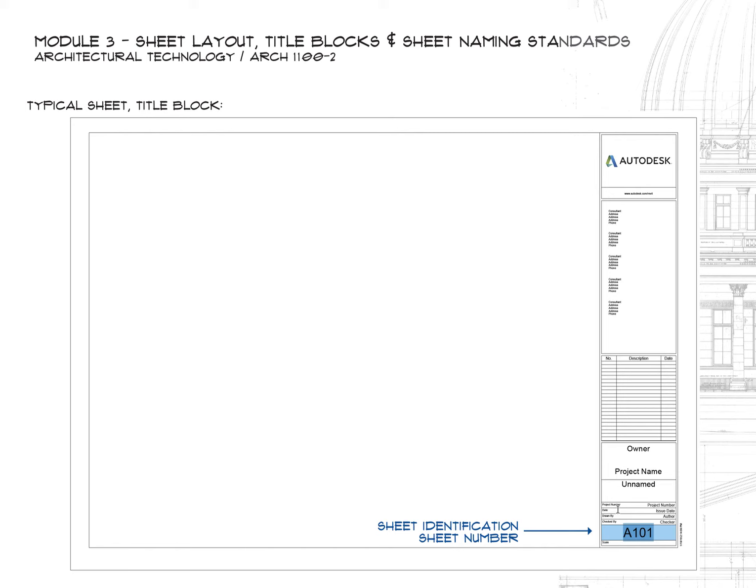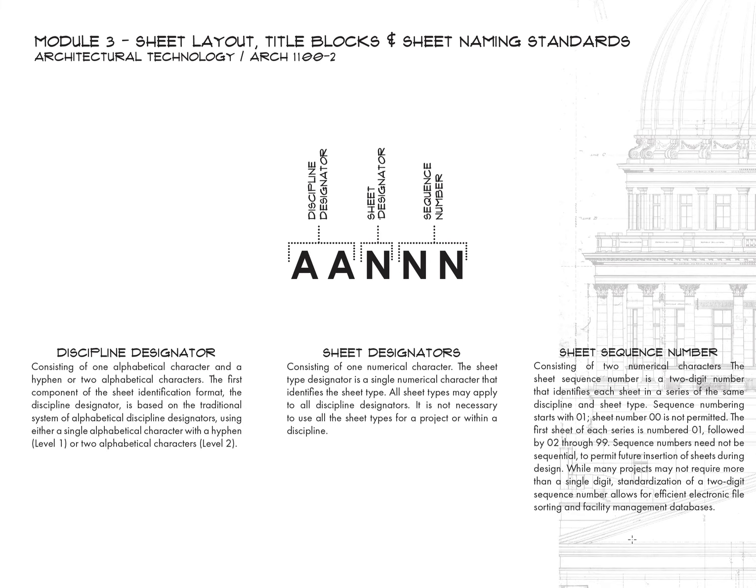So this is one of the most important things, the sheet identification and sheet number. What that does is it organizes all of our drawings by discipline, content type, and then just numerical numbering as well. So let's hop into that.